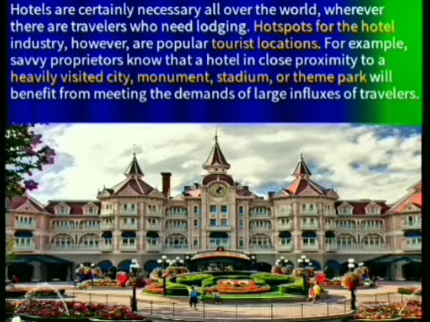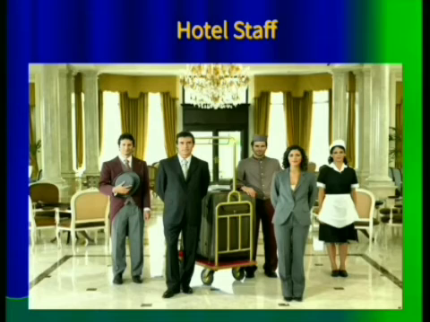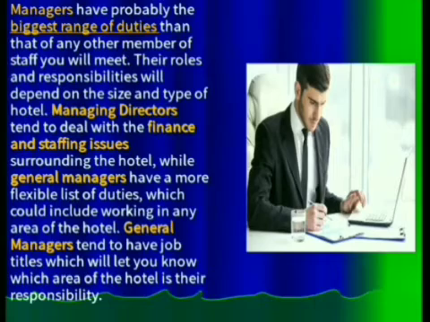Hotspots for the hotel industry are tourism locations, and they have stadiums, maybe sport halls, maybe spas and so on. When we speak about hotel staff, it's very important to have well-qualified employees for the hotel, because they play a great role in attracting, in pleasing, or just in satisfying the tourist demands, because their attitude towards the guests will play a great role.